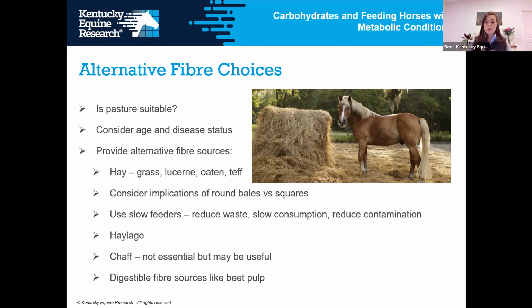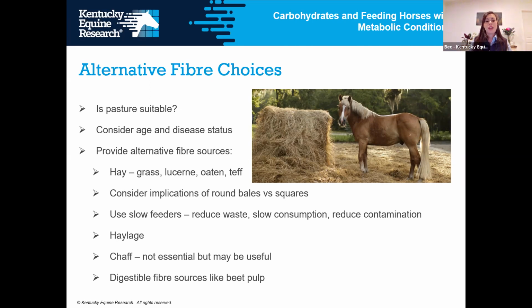So if the horse has good dentition, and we're looking towards hay as our fibre source, if we've got to take them off pasture, or if the pasture is not suitable, then obviously there are lots of different options. Depending upon where you are in the country, it's going to be very variable. So grass hays, what really is grass hay? There is a huge variance in the non-structural carbohydrate content of grass hay. It can be very low, or it can be quite high, depending on the species, when it was cut and environmental conditions around that time.